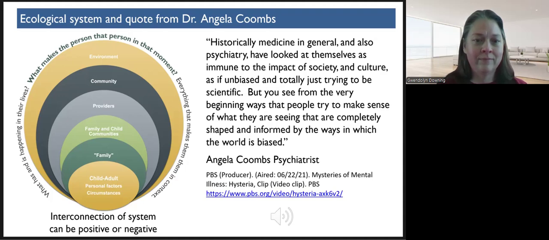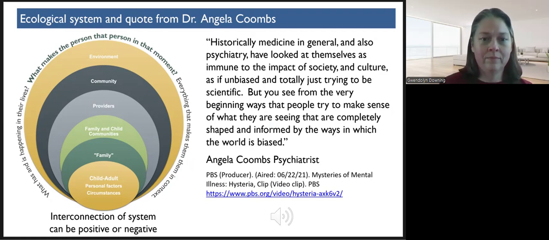Historically, medicine in general and also psychiatry have looked at themselves as immune to the impact of society and culture, as if that it would be unbiased, right? And totally just trying to be scientific. But you see from the very beginning ways that people try to make sense of what they're seeing that are completely shaped and informed by the ways in which the world is biased.